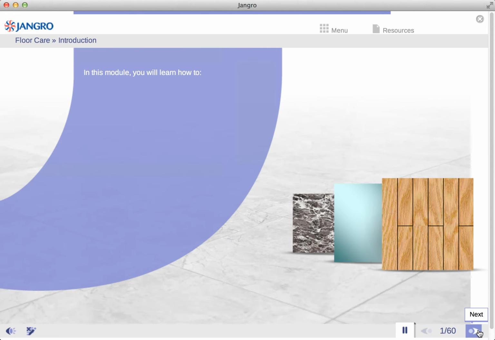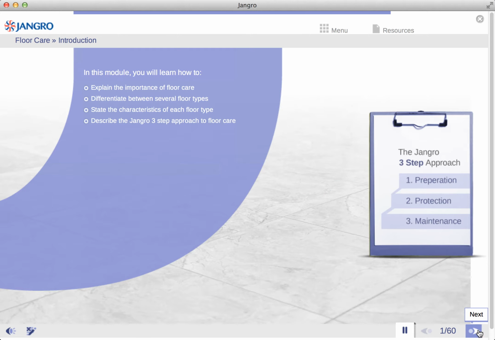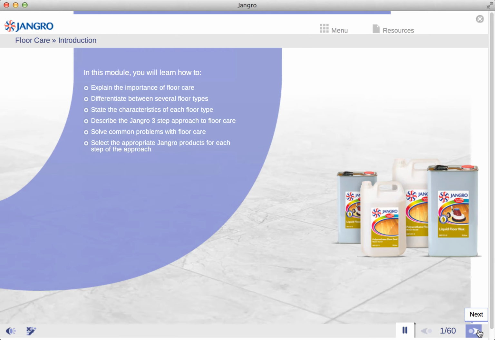In the first section, you will learn how to explain the importance of floor care, differentiate between several floor types, and state the characteristics of each floor type. In the second section, you will cover the Jangro 3-step approach to floor care, as well as how to solve common problems with floor care. Lastly, in the third section, you will take a look at how to select the appropriate Jangro products for each step of the approach.